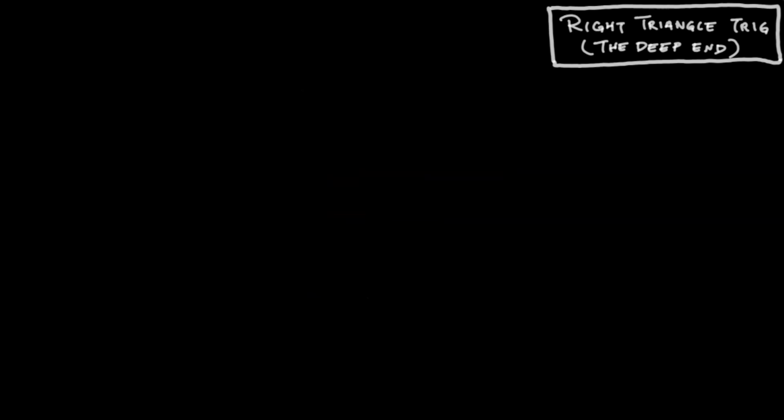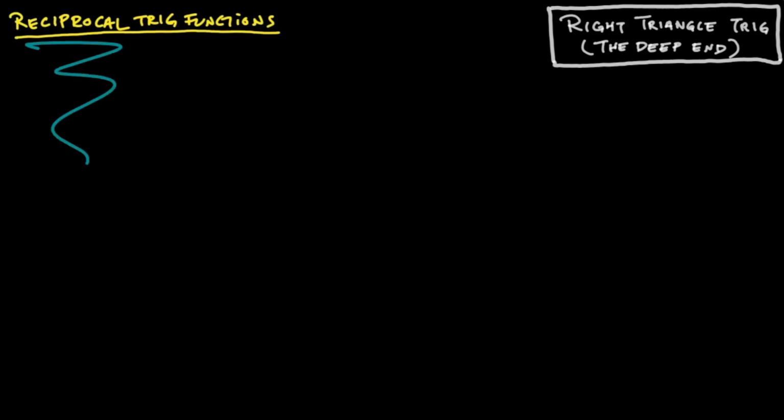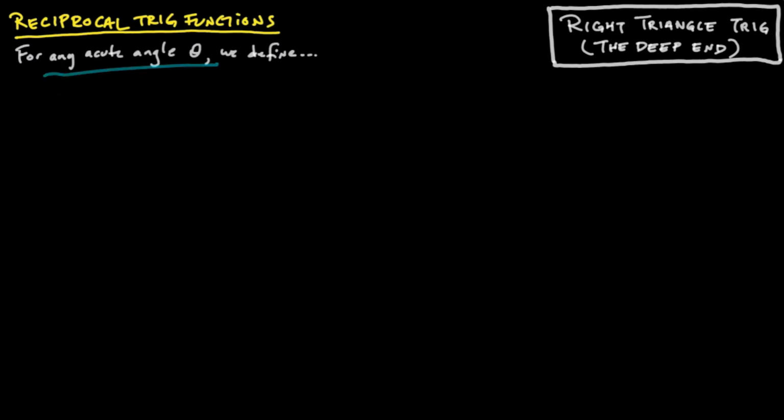The three remaining trig functions are called the reciprocal trig functions because they are defined as the reciprocals of the three trig functions you already know. To be more specific, let's say that for any acute angle theta, we will define this symbol, SEC of theta, which we read as secant of theta, to be the reciprocal of cosine of theta. And of course, we already know how cosine is defined, thanks to SOH CAH TOA.